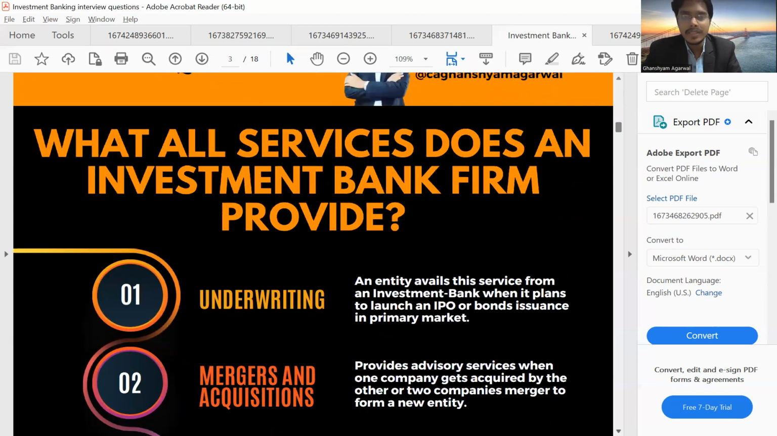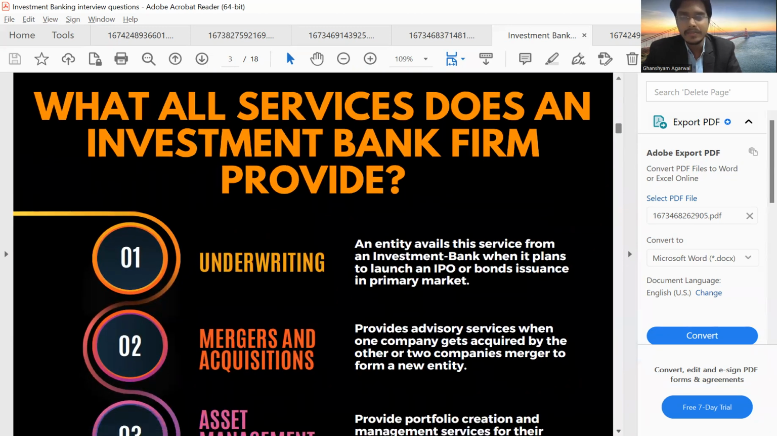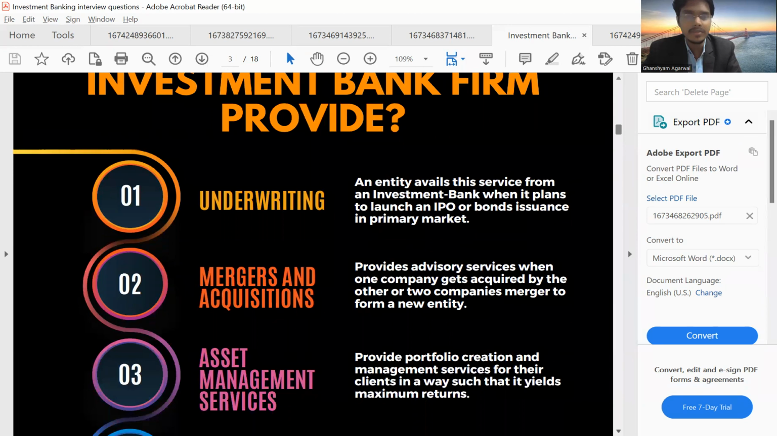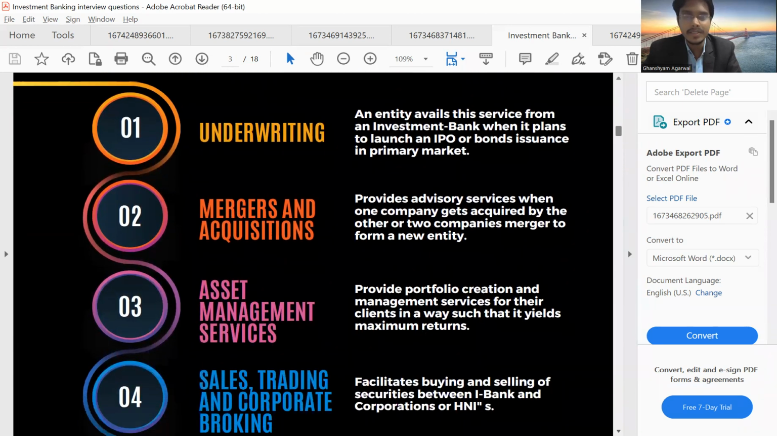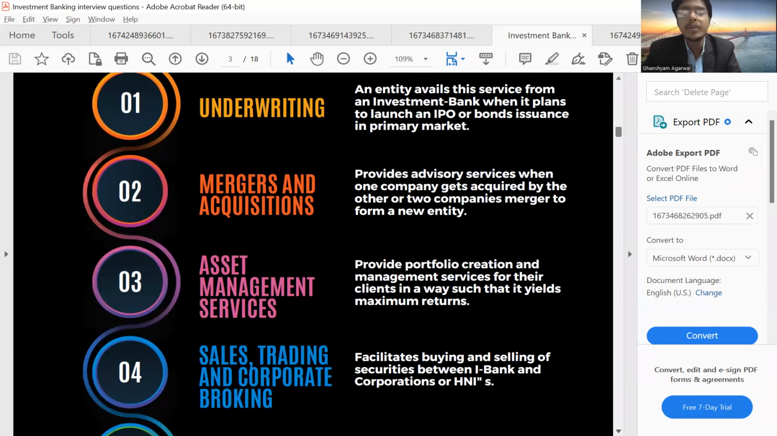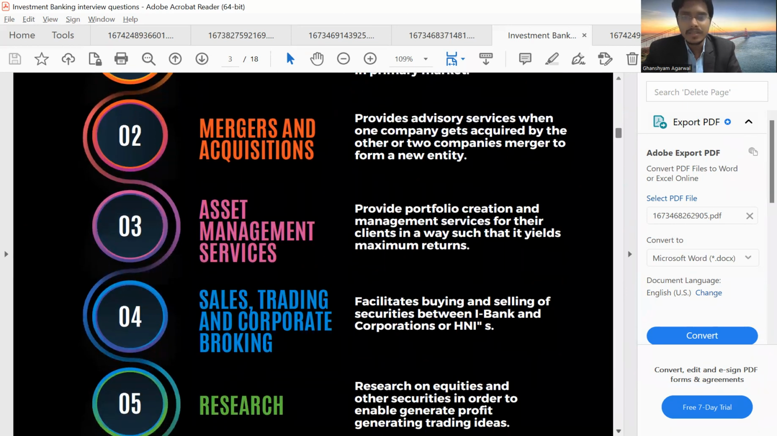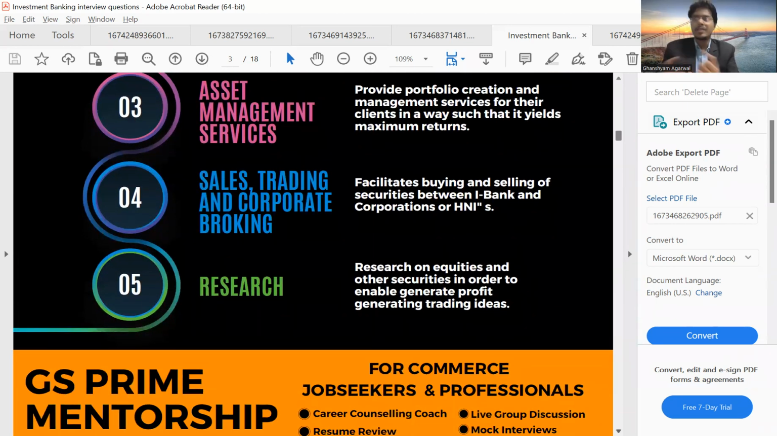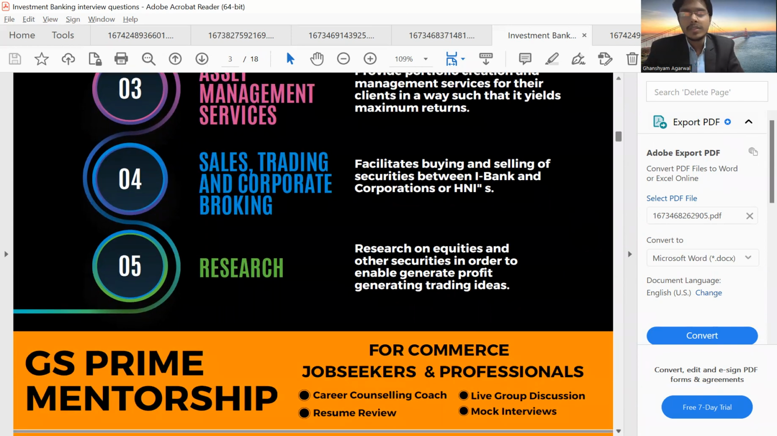What are the services an investment bank firm provides? It provides underwriting, mergers and acquisitions, asset management services, sales, trading, corporate broking, and a lot of research. There is also FDD, transaction advisory, and mergers and acquisitions. So there are a lot of activities which an investment banking firm will provide. It is a big domain.